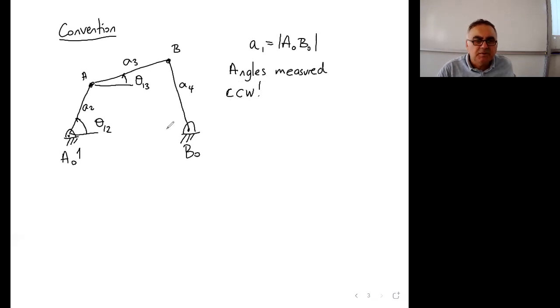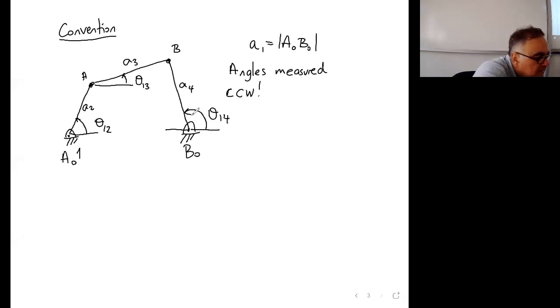For example, if you measure it here, theta 1, 4 will not be this angle because this would be a clockwise measurement. Theta 1, 4 is the following angle. This is theta 1, 4. Between 1 and 4 is called the theta 1, 4 angle. Is this clear?